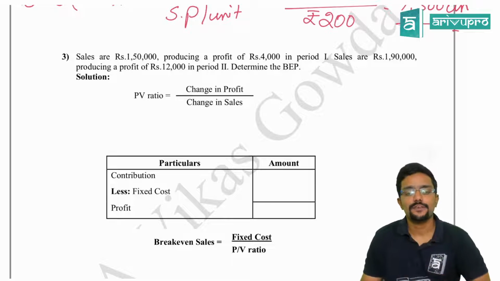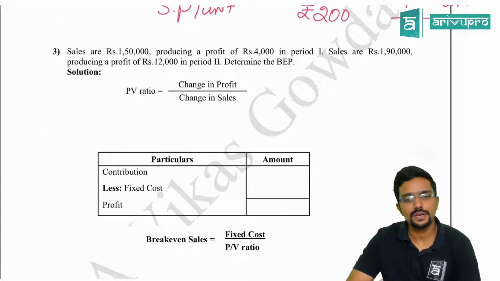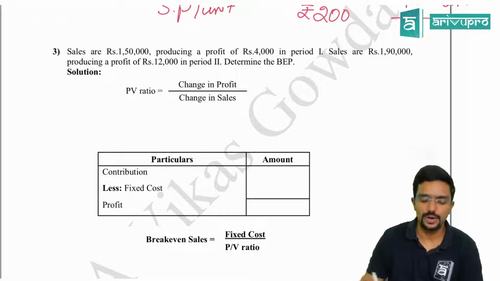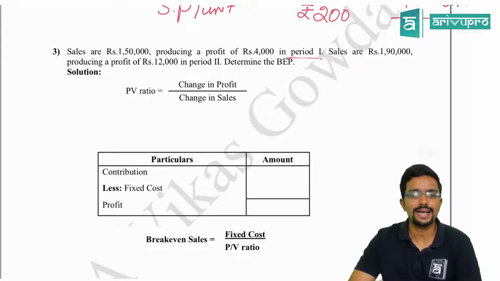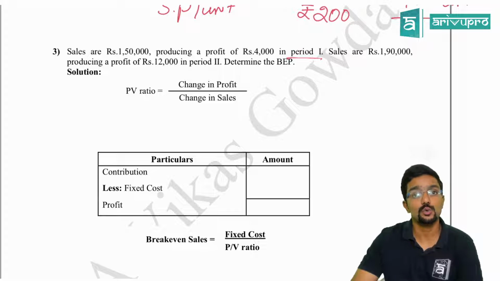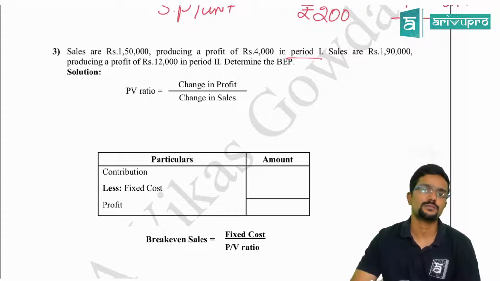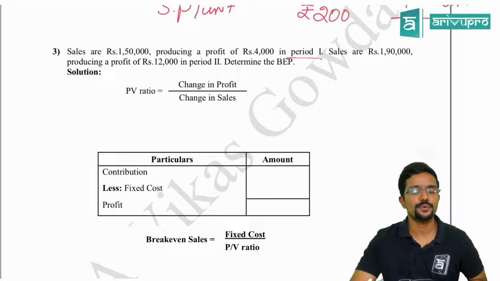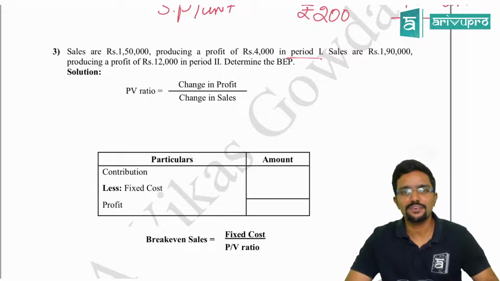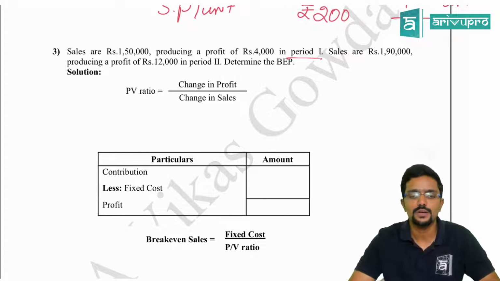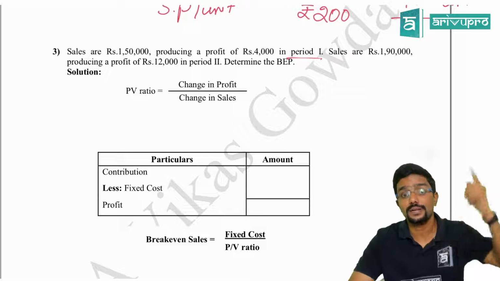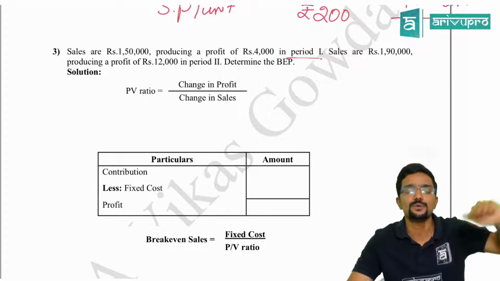Sales are 1,50,000, producing a profit of 4,000 in period 1. Okay, this is the data for period 1. Next, sales are 1,90,000, producing a profit of 12,000 in period 2. Determine the break-even point. So we have to compute break-even point. To compute break-even point, first I require PV ratio. In this question, we cannot calculate contribution per unit. So first we have to calculate PV ratio. What is the formula? The alternate formula, the last formula which we discussed, we have to use it here.